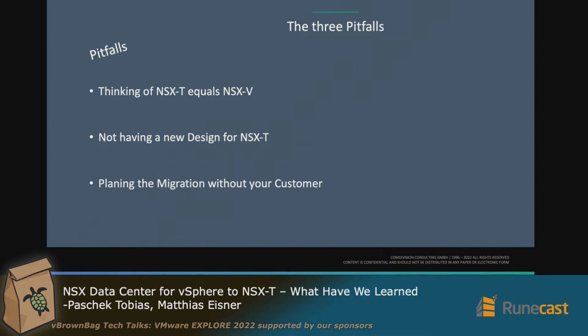The second one is, as mentioned before, NSX T is a new product. You must have a new design. You cannot grab your old NSX V design and say, okay, we will do the update now and everything will work. That will not work. And the last one, which is widely different when we talk about NSX V to NSX T migration for enterprise customers compared with Cloud Director customers or service providers: you must interact with your customer. You need to talk with your customer to do the migration, because otherwise you will fail as well.